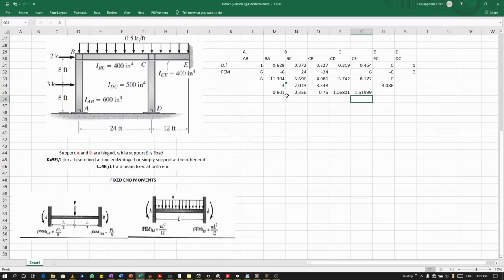Since we've already balanced these joints, we're going to share again. We're going to share from joint C to joint E. So let's share from B to C. From B to C. So now I'm going to share from C to B. All right, so we balance again.